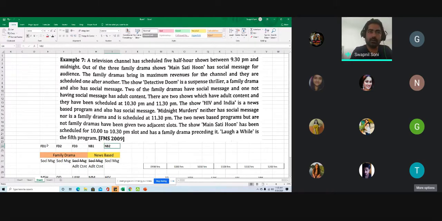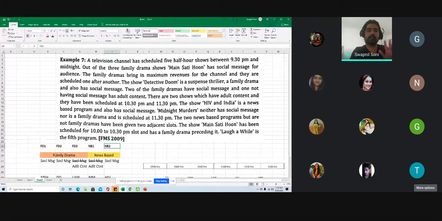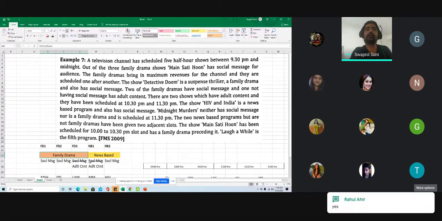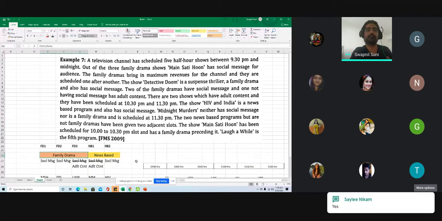So I know the order of the screening: 1, 2, 3, 4, 5. They should be in order. So 3 family dramas and 2 news-based. Till now, is it clear? One type is family drama, one type is news-based. Family drama has 2 social message, 1 adult content. News-based has 1 adult content and 1 social message. Till here, is it clear?